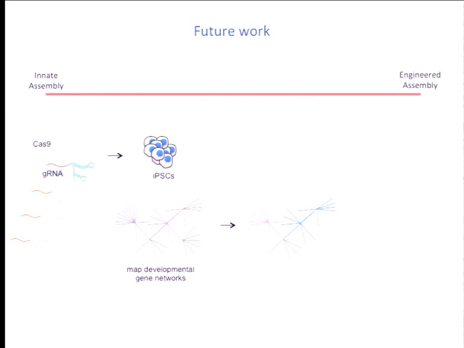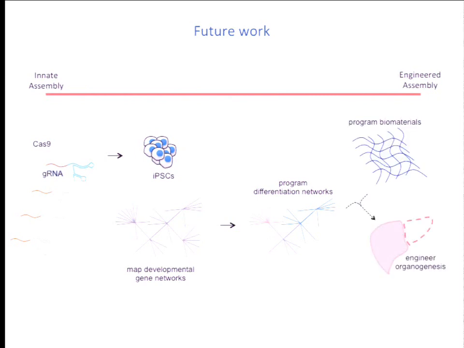And that is indeed, I think, feasible because with the advent of the Cas9 system, and especially the ability to make these guide RNA libraries, one can start to use the human iPSC system as a model, and not only map developmental gene networks and identify the key developmental gene networks, but one can also now start to program these and make programmable differentiation networks and combine them with programmable biomaterials and start to engineer organogenesis. So that is the broad research direction that I wanted to explore moving forward.